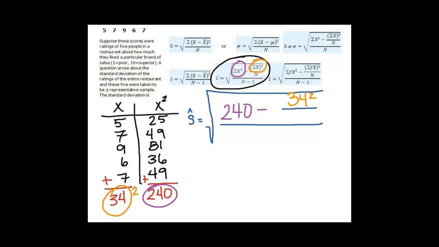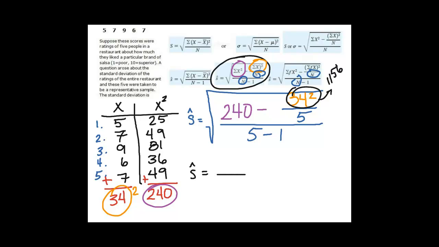And n, of course, is how many observations we have, and it's 1, 2, 3, 4, and 5 again. 5 observations, so it's going to go in 2 places. There, and then on the very bottom as n minus 1. Oops, I was circling them in the wrong one. Sorry. Very similar, though. 5 minus 1. There we go. All right. S hat. Let's finish cleaning this up. 34 squared is the same thing as 34 times 34, or 1156.